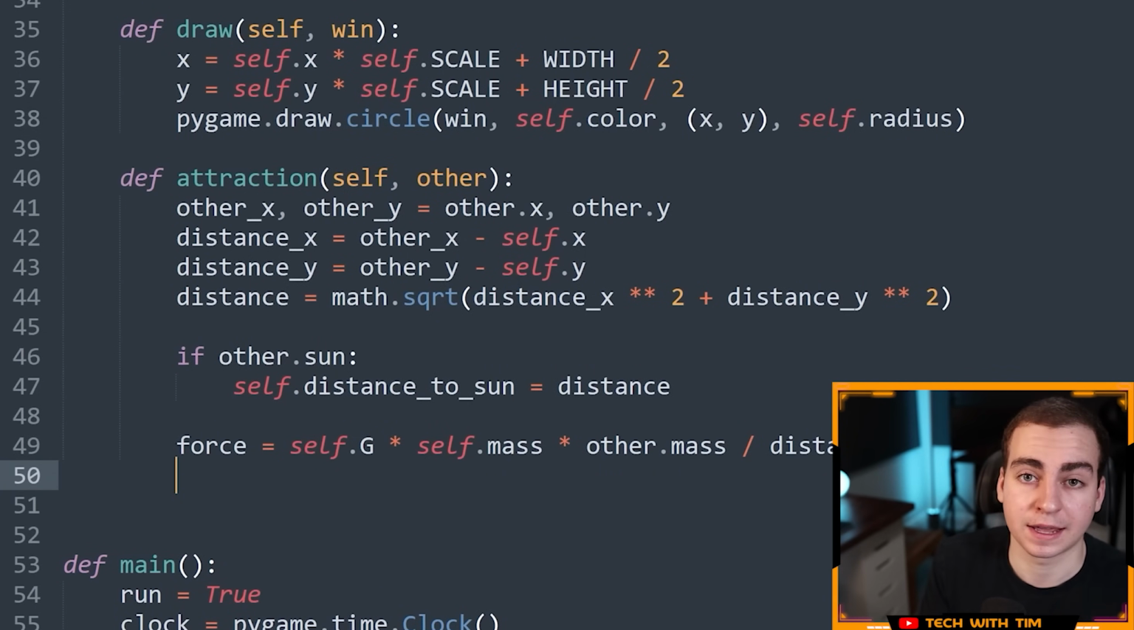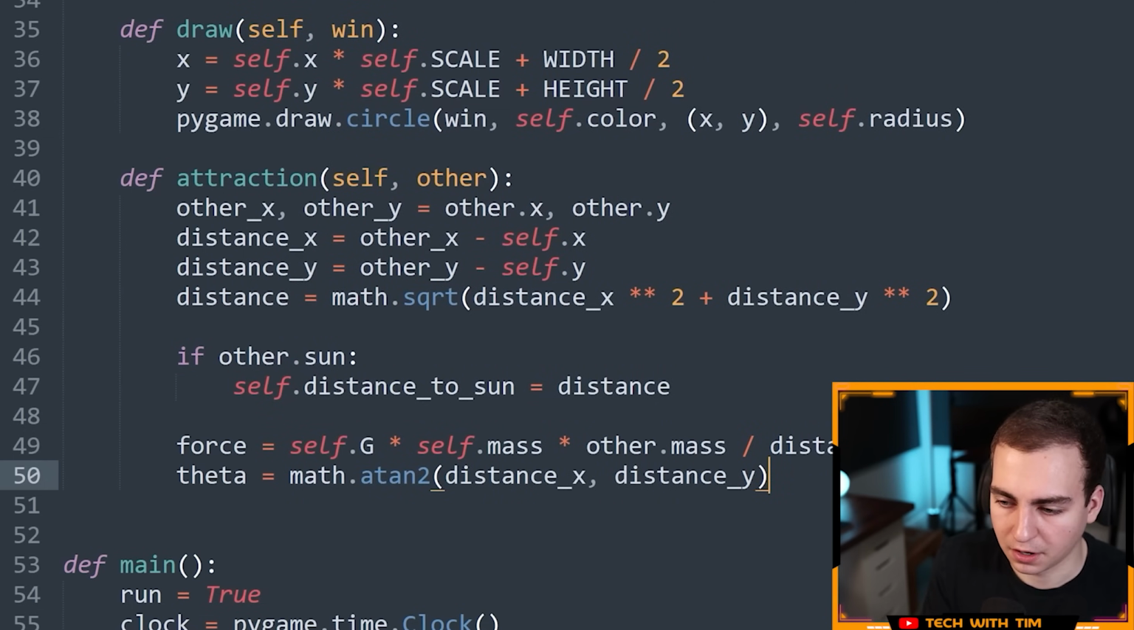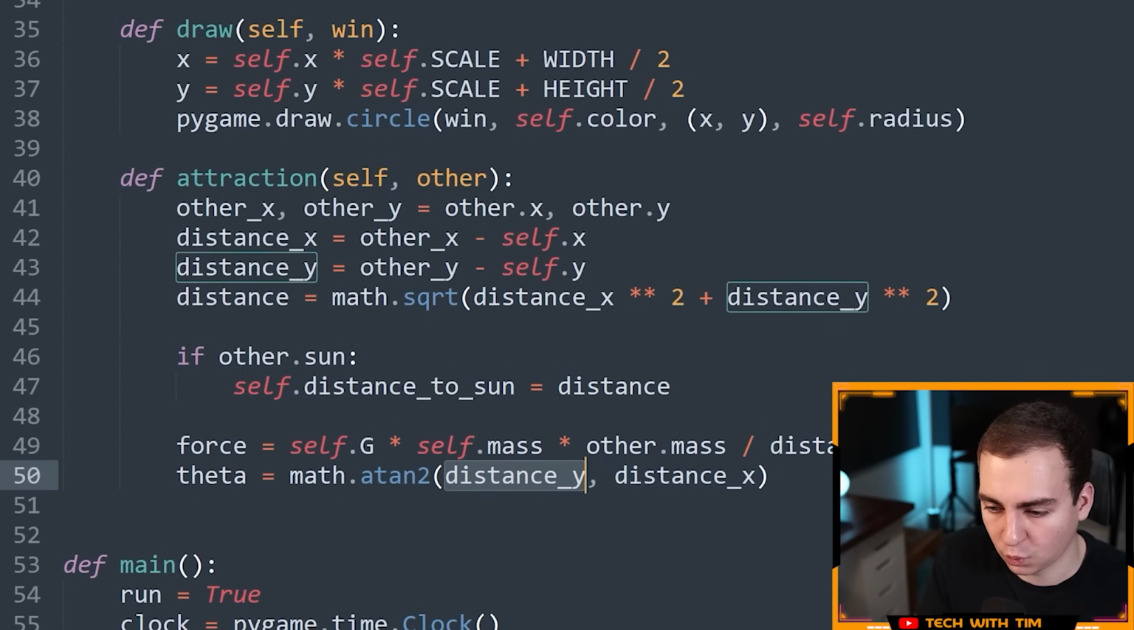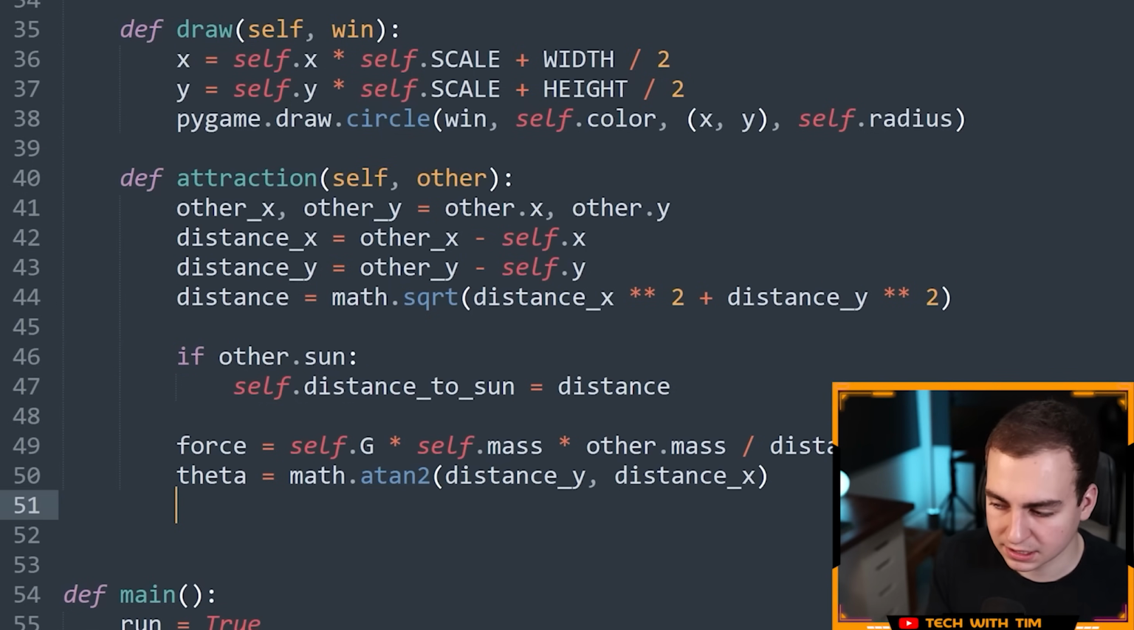So now we need to calculate the angle theta. So we're going to say theta is equal to math.atan2 of the distance y over the distance x. Now, the reason I'm using atan2 is because this is a special function in Python that's going to take the y over the x and then give us the angle associated with it. So make sure you use atan2 from the math library. If you just use atan, that's not going to work. You need atan2, okay? So math.atan2, distance y, distance x. Now we know the angle theta. Now that we know the angle theta, we can calculate the x velocity and the y velocity.